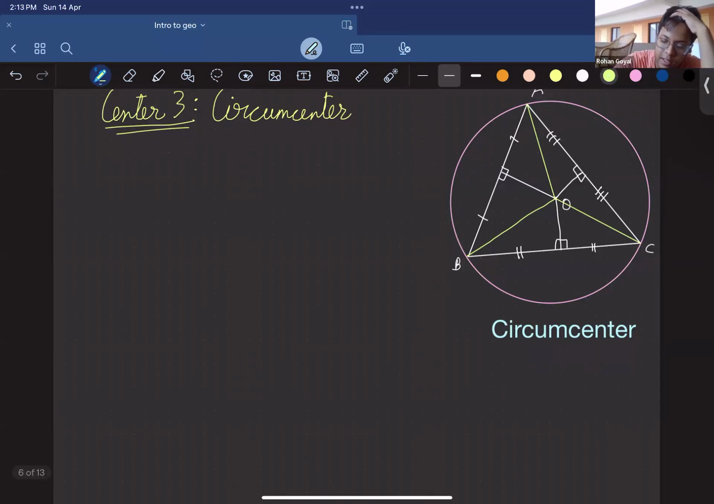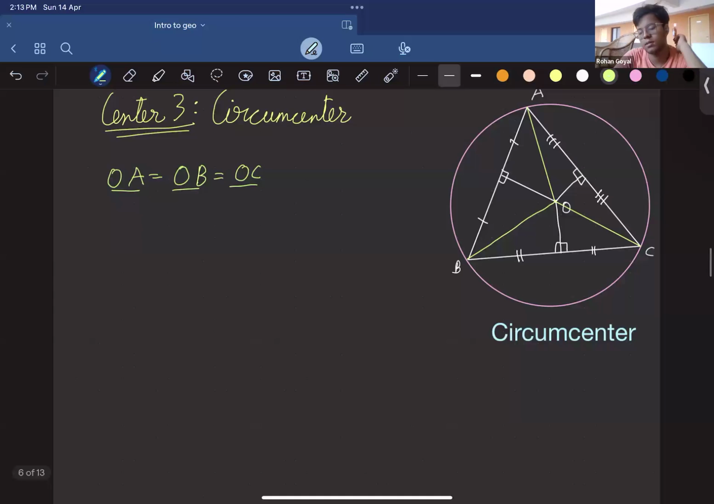So what is it that we want to do? OA is equal to OB is equal to OC. This is what we want to do. So how? Another characterization is, when is OA equal to OB? What are the points for which OA is equal to OB? This is precisely the perpendicular bisector of AB, right?